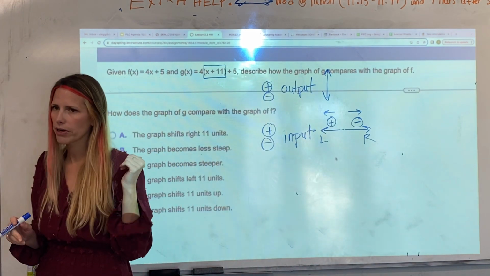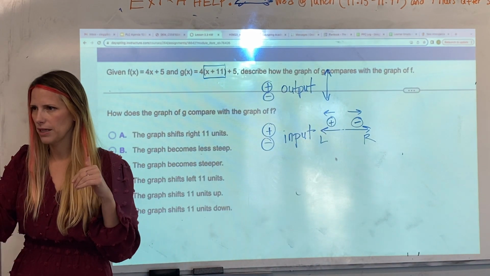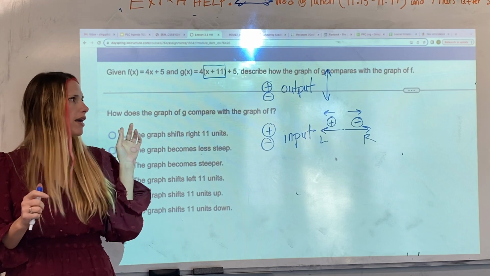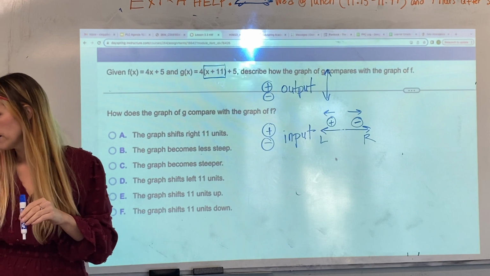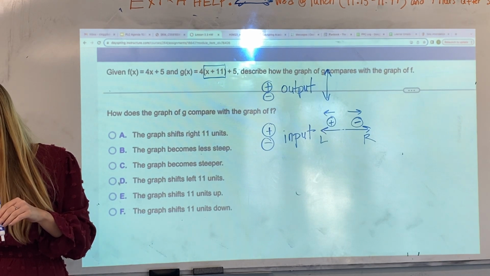Does anybody have one that they want to throw up here because they have something different? Number 6. No, anything from this. Are you guys good? Can you apply it to yours? Okay. So the graph shifts 11 units to the left.